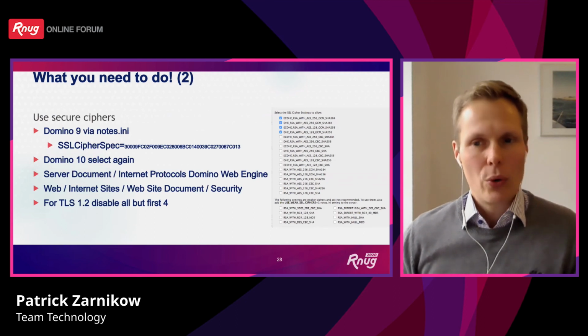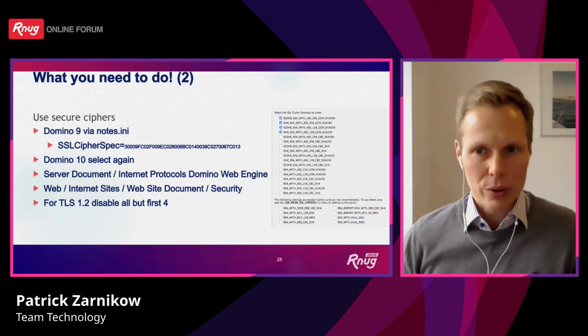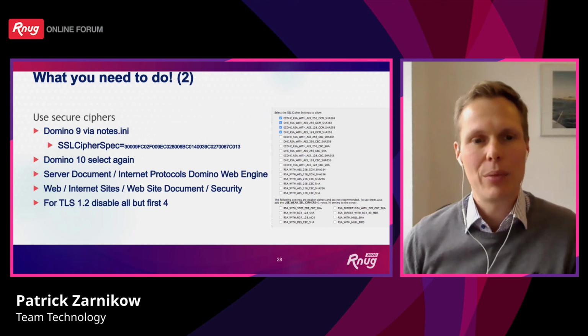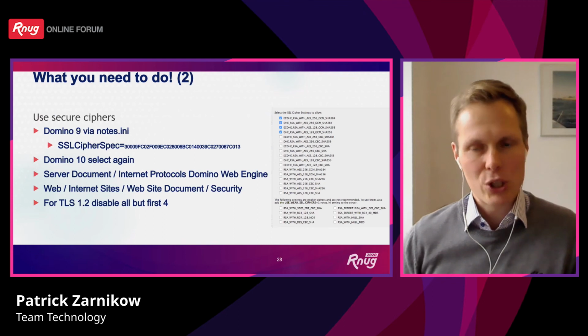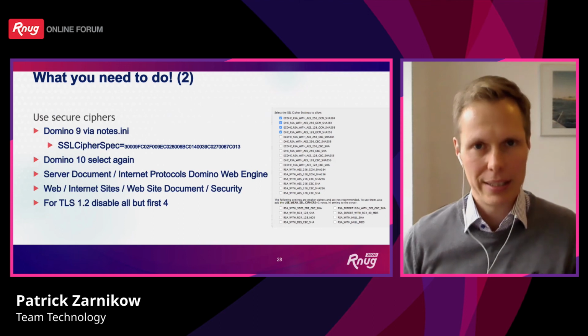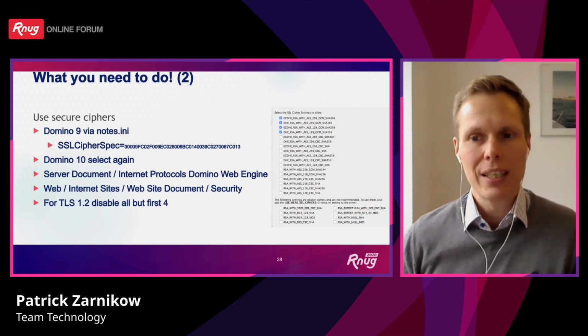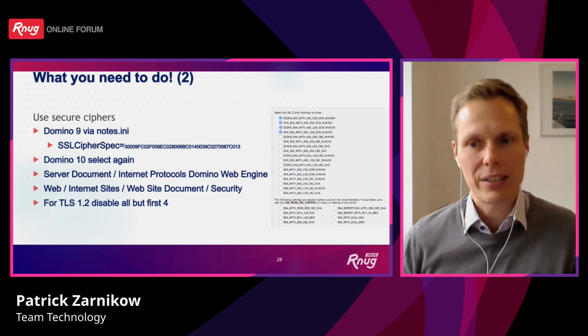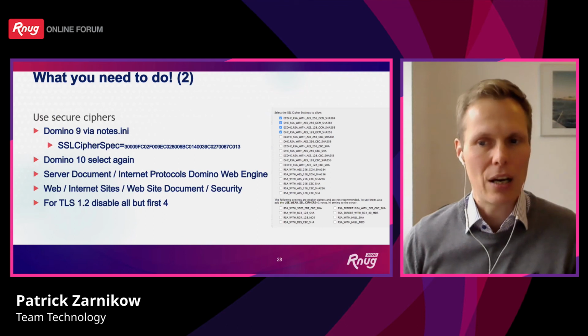What you also need to know is regarding the ciphers that are used to make the encryption possible. In Domino 9, you had to specify the ciphers with the notes.ini parameter. This is just an example right here, which ciphers should be used. There are ciphers out there, and also in the Domino selection list, that are really unsecure and shouldn't be used anymore. These are especially old RC4 ciphers, which you should take out and don't use anymore.